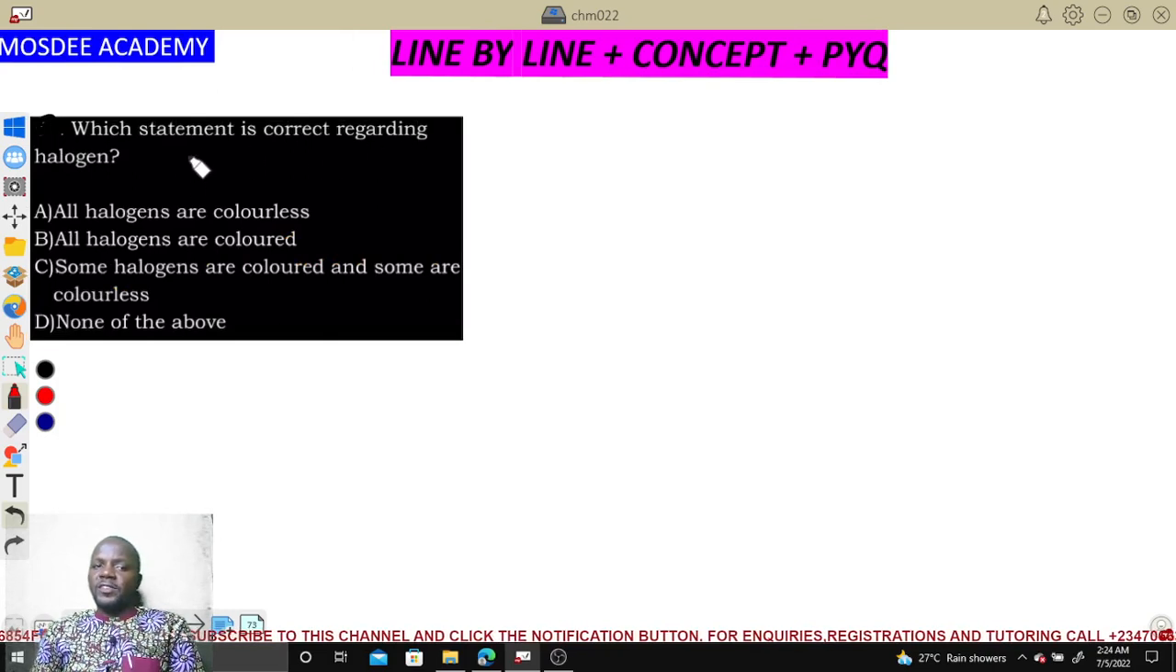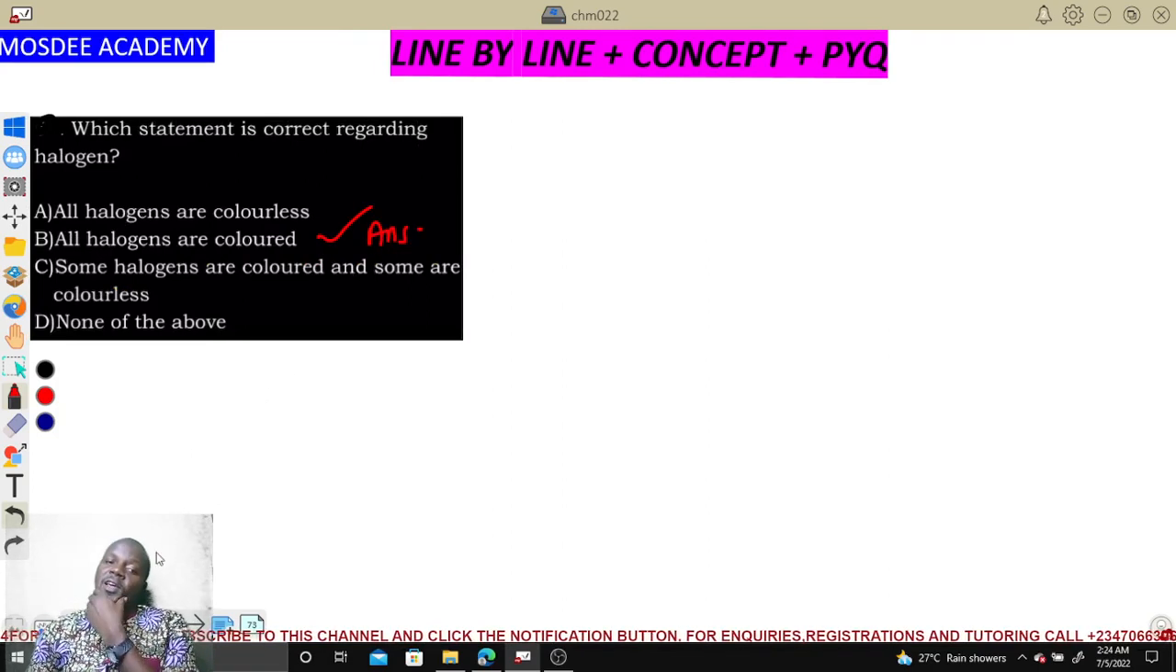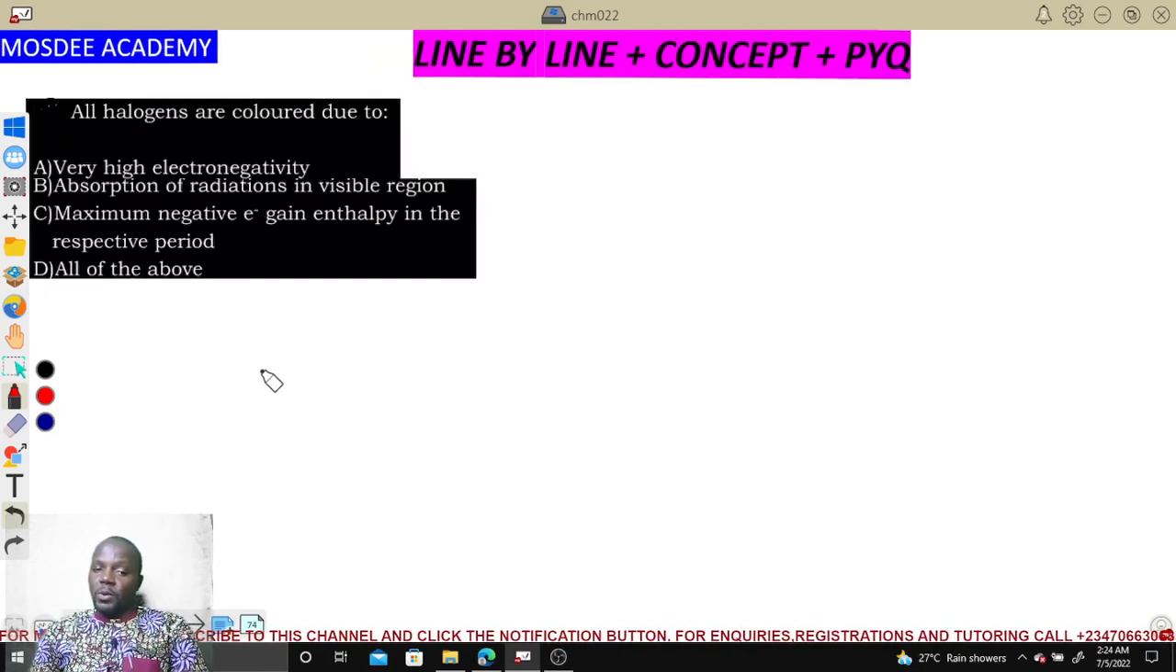Which of the following statements is correct regarding halogens? All halogens are colorless, all halogens are colored. I talked about this just now. All halogens are colored. The next one: all halogens are colored due to absorption of radiation. I talked about this, this is the answer. Line by line is always good, so we can increase our pace.